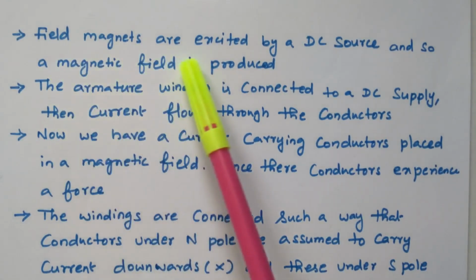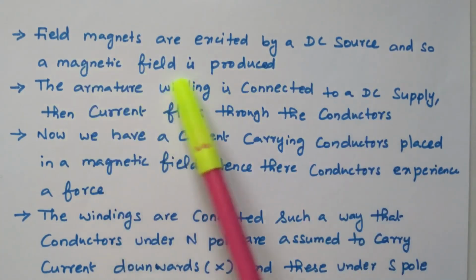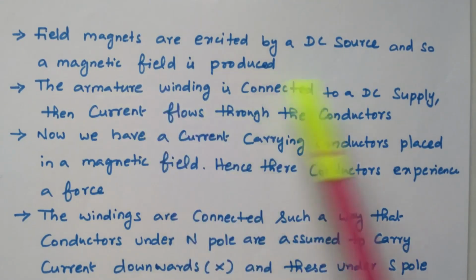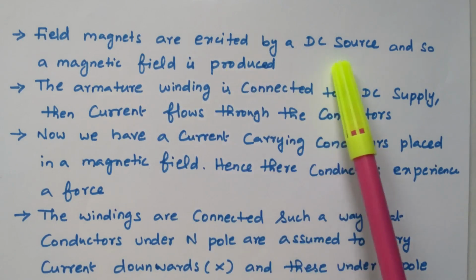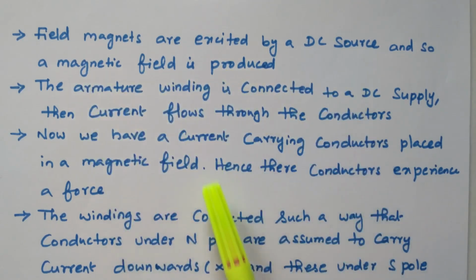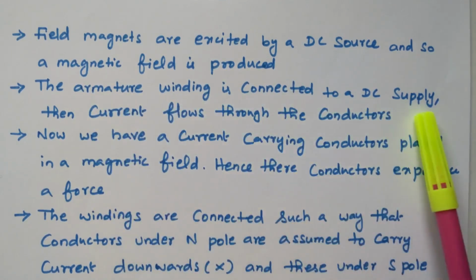The field magnets are excited by the DC source and a magnetic field is produced in the stationary part. Field winding is given by the DC source, so it produces a magnetic field. The armature winding is connected to a DC supply, which is the input to the motor.